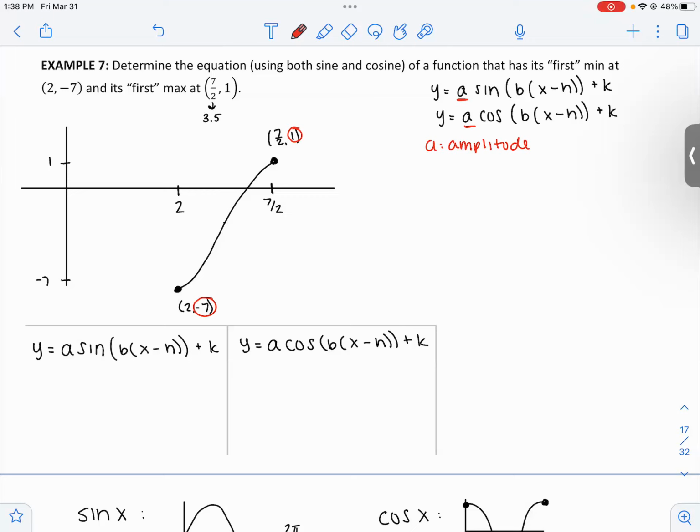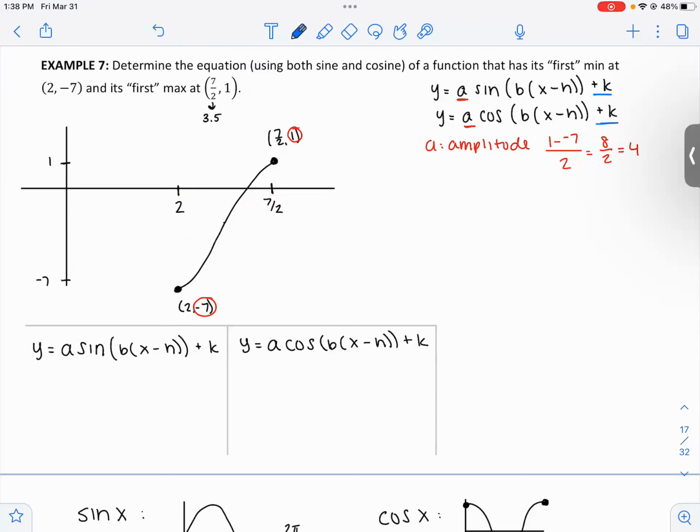So I'm going to use these two numbers in order to find what that amplitude is. And some of you can probably do it in your head. If you want a little formula to follow, I would go with 1 minus -7 over 2, which will give me 8/2, which is 4. So my amplitude is going to be 4. Awesome. One step done.